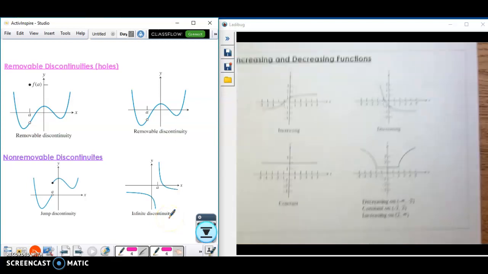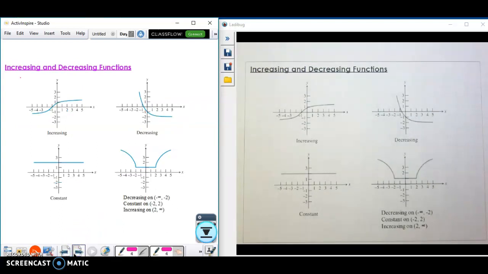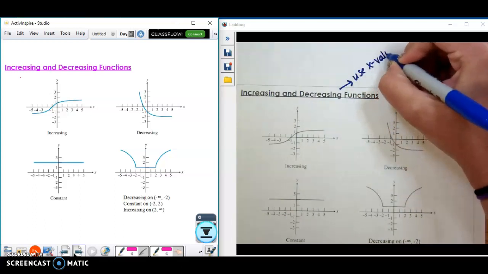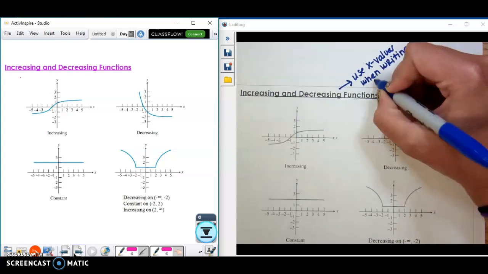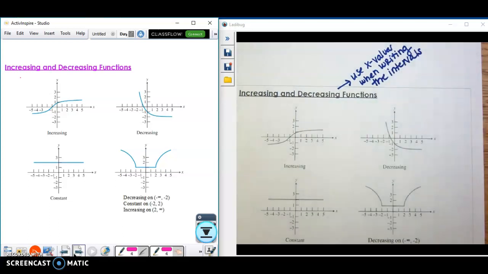So next, we're going to look at increasing and decreasing, and we're going to be writing intervals for that. Before we actually look at what increasing and decreasing is, I want you to make yourself a little note. For increasing and decreasing, we're going to make sure we use our x values when writing our intervals. So whenever they ask you for intervals of increasing or decreasing, just like with continuous, make sure that you're using the x values in your intervals. When you're talking about increasing, decreasing, or constant, you're always looking at your graph going from left to right.